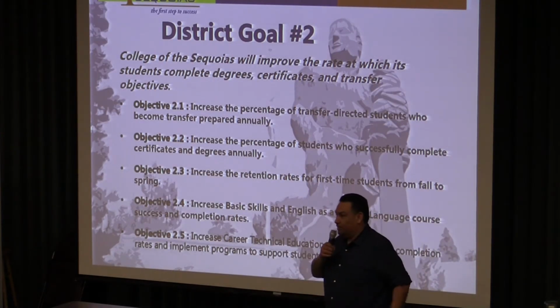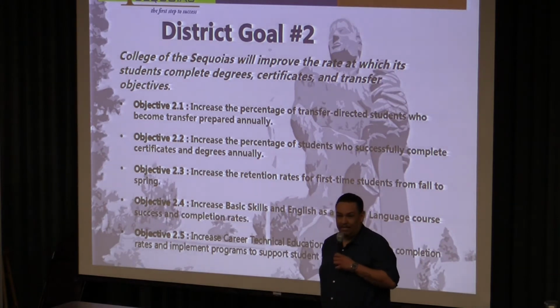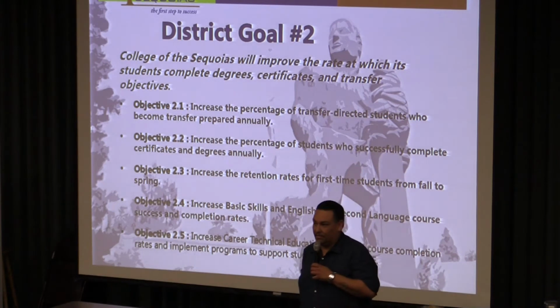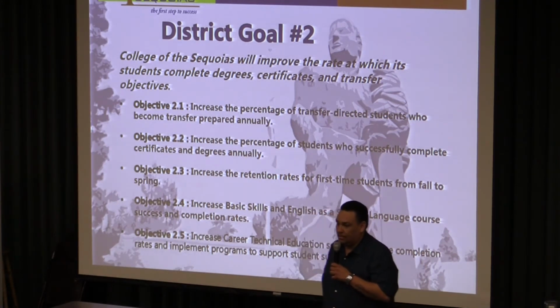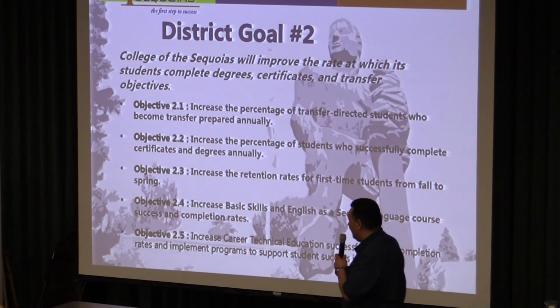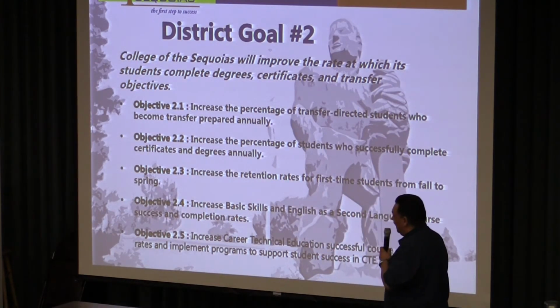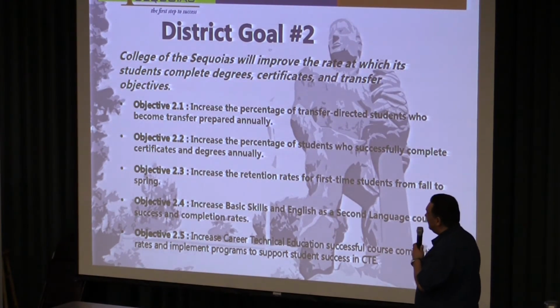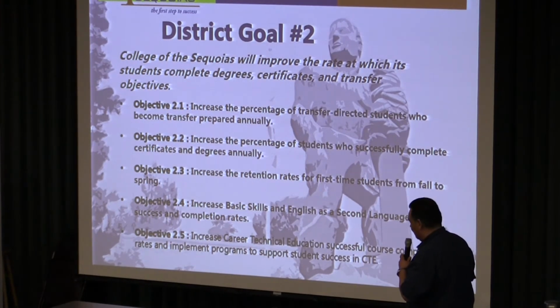Okay, district goal number 2 has to deal with how we as an institution are going to try to increase the percentage of our students who complete transfer as well as certificate degree programs here at the college. So as you can see, we have 5 objectives here, all of which we hope will support in helping us achieve district goal number 2.